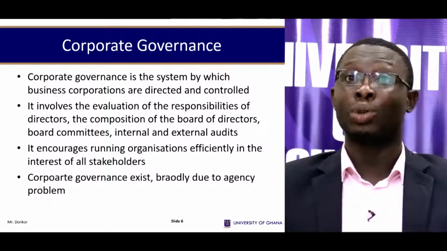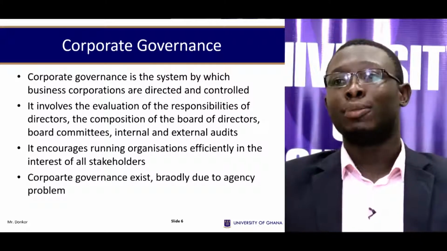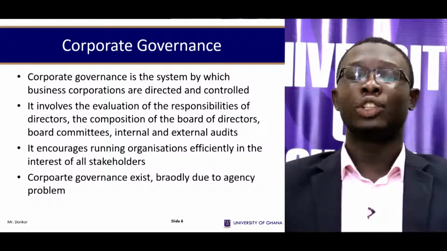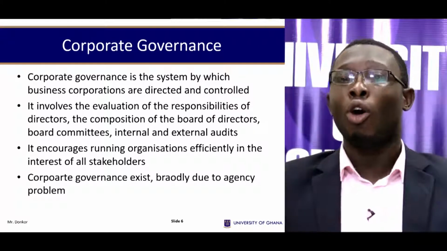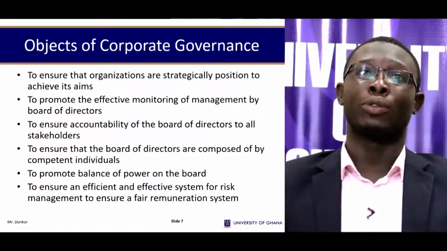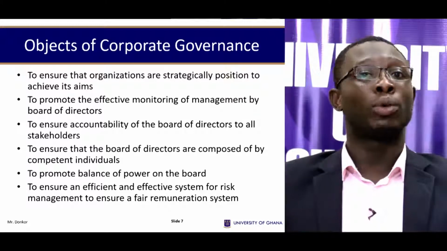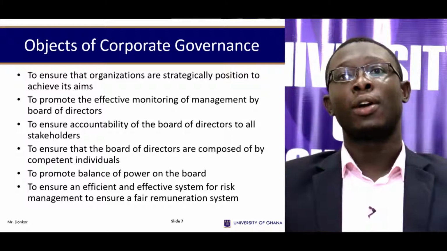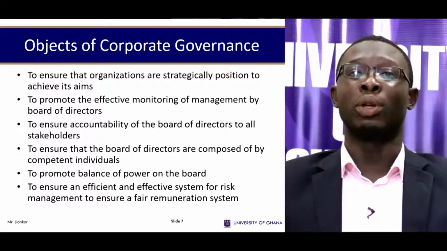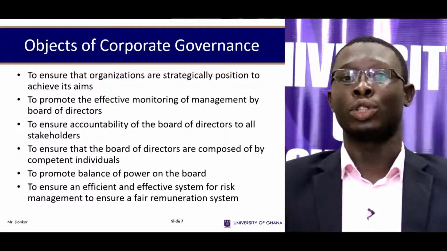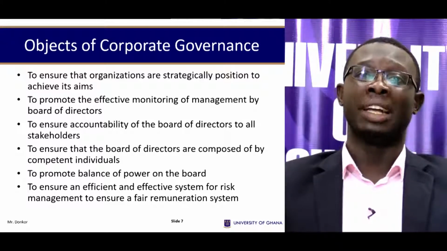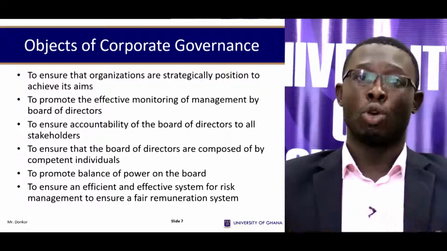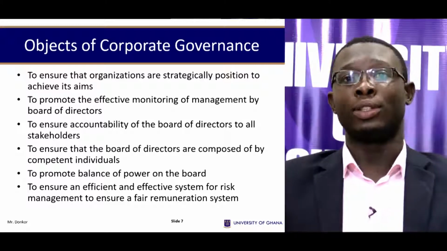Corporate governance exists broadly due to the agency problem. That is the problem that exists between managers and shareholders in terms of the resources of the organization. Sometimes managers may want to do things in their own interests, but the company belongs to the shareholders, and they want things to be done in the best possible way. But this does not always happen, so corporate governance comes in to help in this situation.